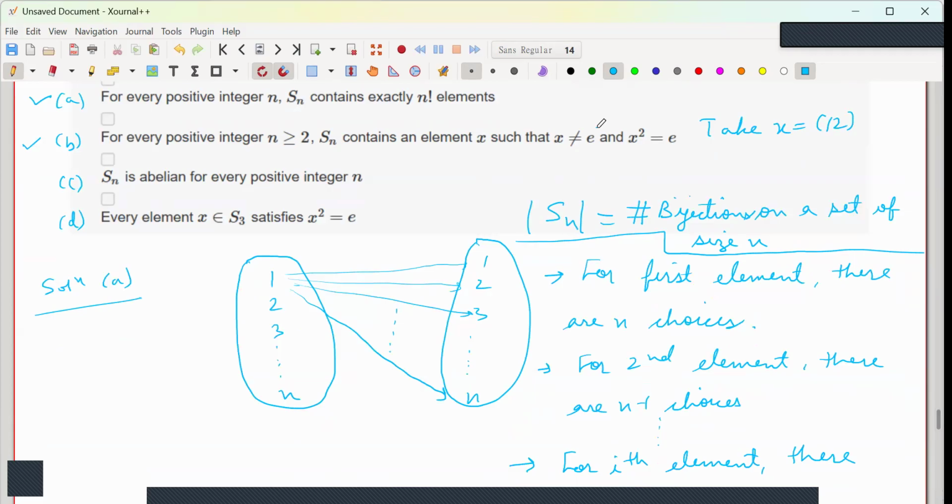Third one, Sn is abelian for every positive integer n. This is false. This is because Sn for n greater than or equal to 3 is non-abelian, because S3 is non-abelian and S3 is sitting inside any Sn for n greater than or equal to 4. So this is non-abelian.